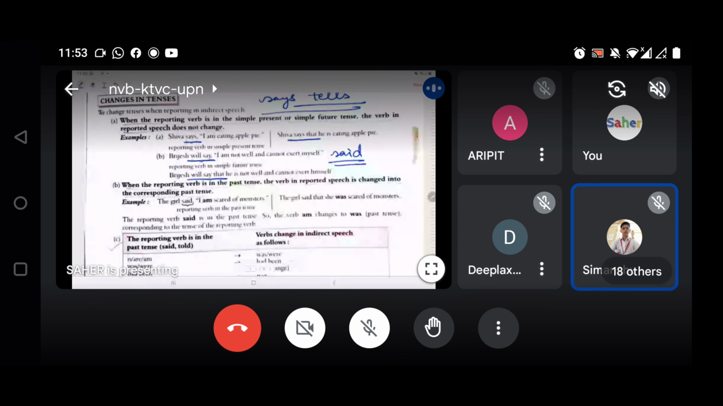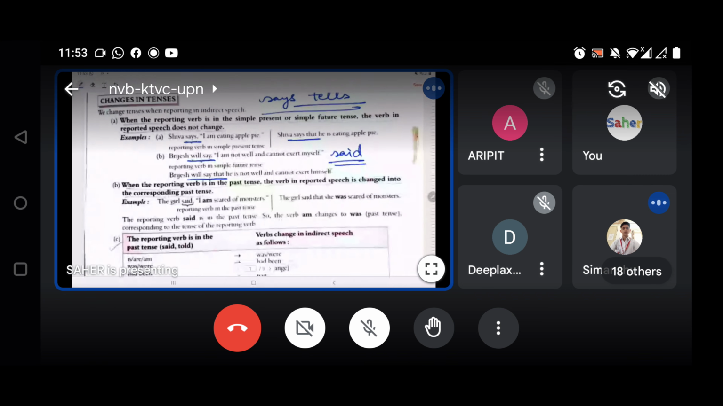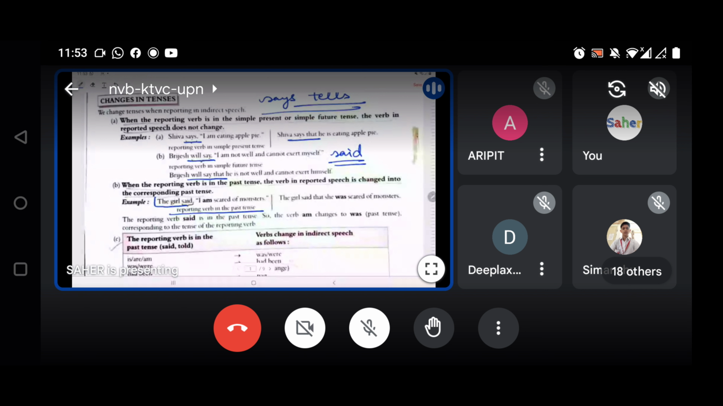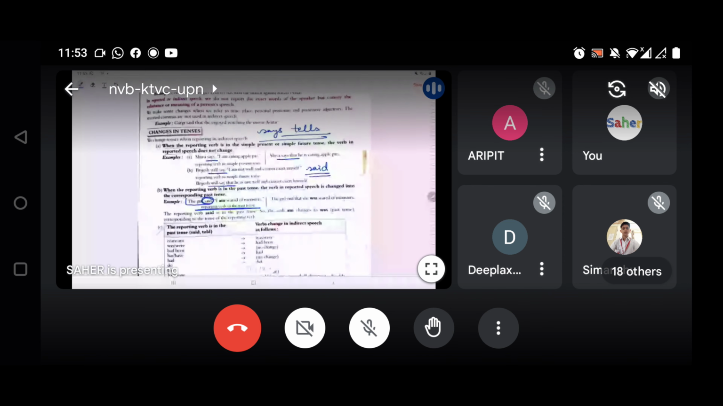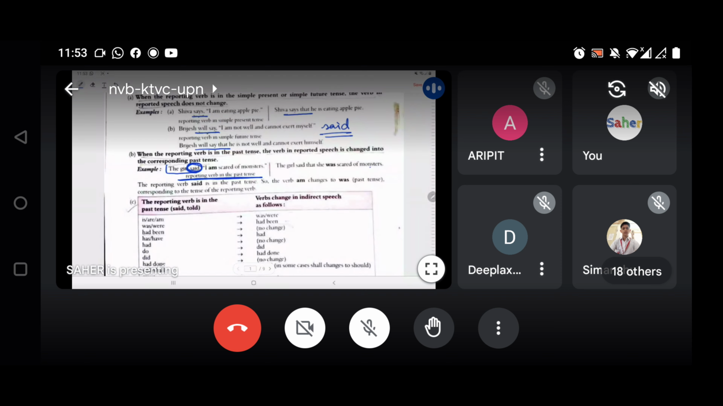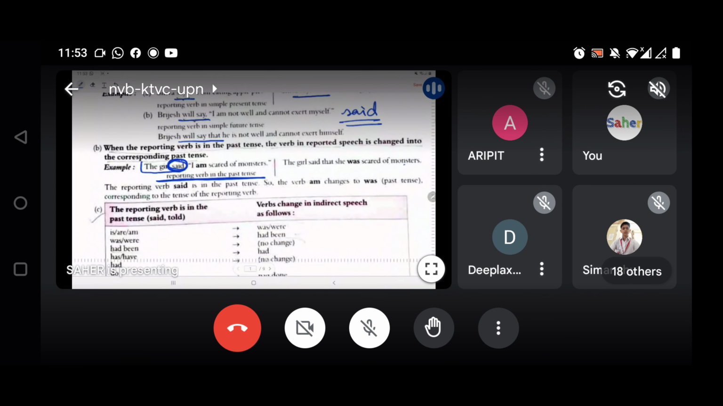Said is past tense. That means something has been said, already said. Suppose the reporting verb is in the past tense. Look, if the reporting verb is in the past tense, like said, told, these are all reporting verbs, right? So if the reporting verb is in the past tense, then it will be changed into past tense.